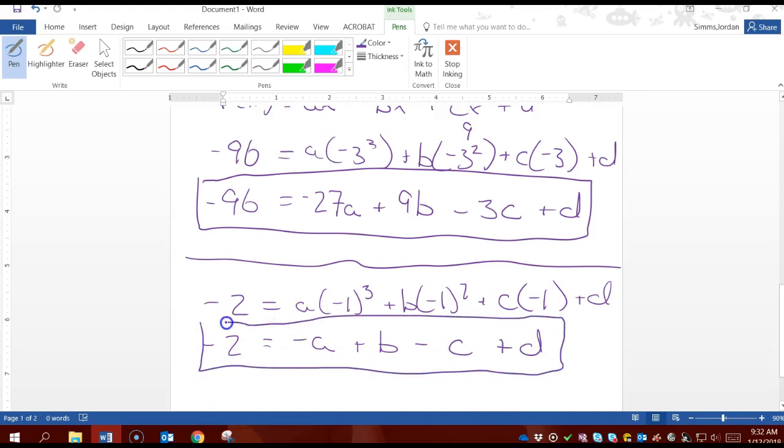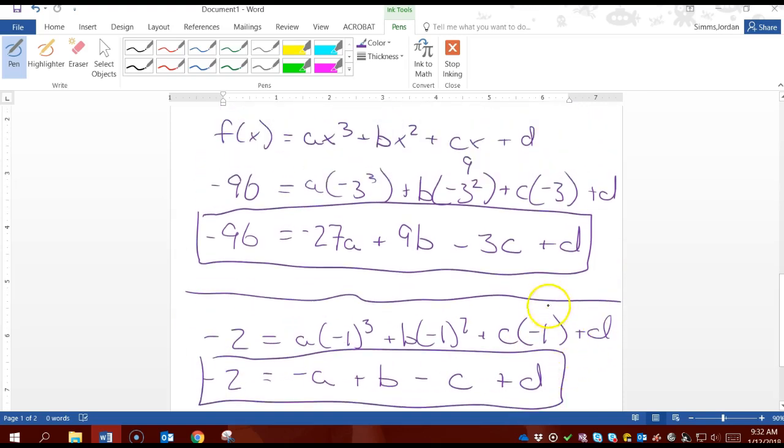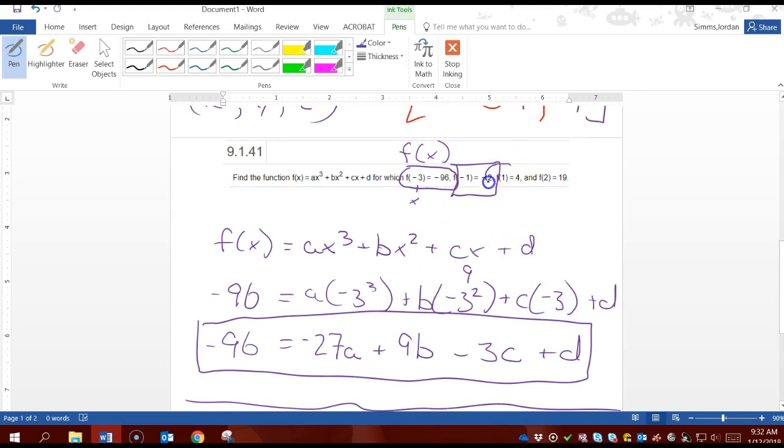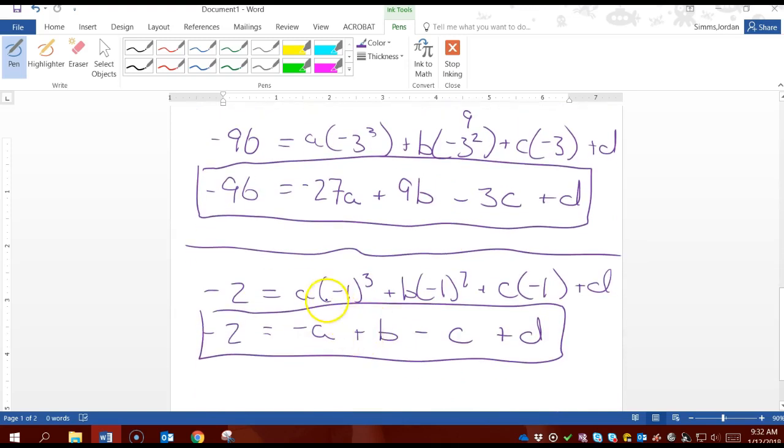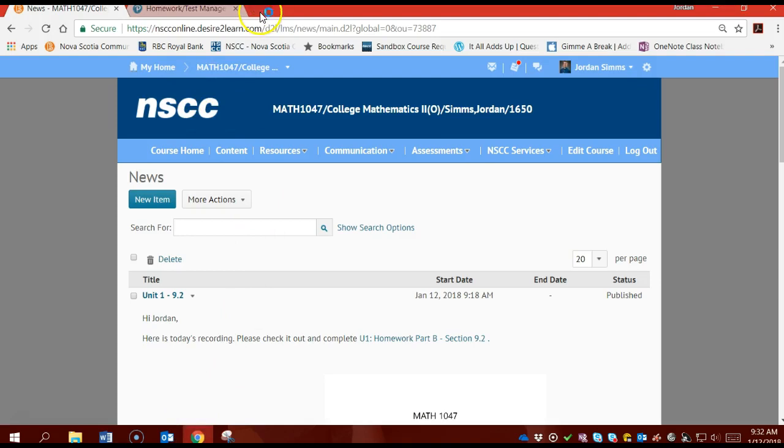Go through that and rinse and repeat, and you're going to get 2 more equations as well. Here's our other one, right? So 4 is going to equal, and the 1 is x. And then here, 19 is going to equal, and the 2 is x. So you just go through that, and now you're going to get 4 equations. And honestly, for the test, you're not going to need to do a 4x4 matrix. We have 4 variables and 4 equations. That is, quite frankly, insane.